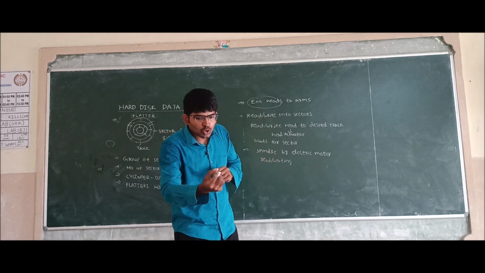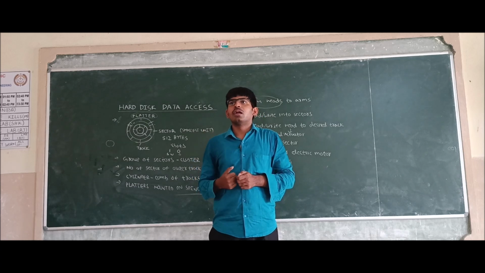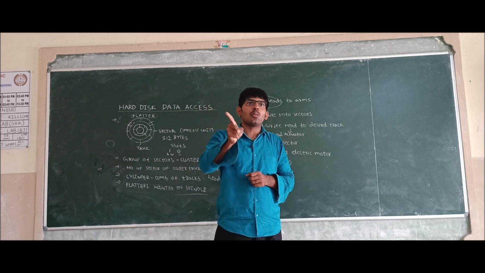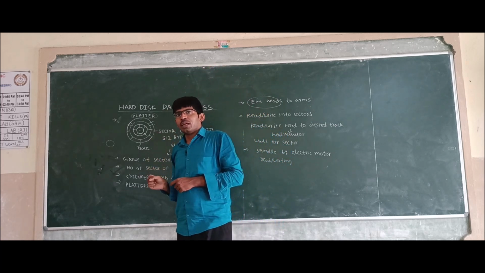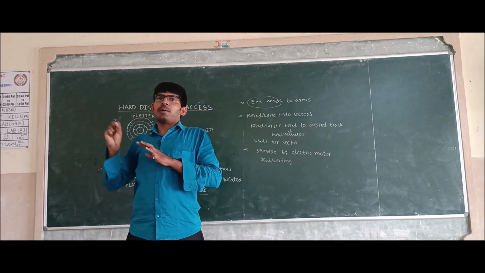So, who is rotating this platter? The spindle. How is the spindle rotating this platter? By using the electric motor. This is how reading or writing happens. We discussed previously how it is happening on the outside.